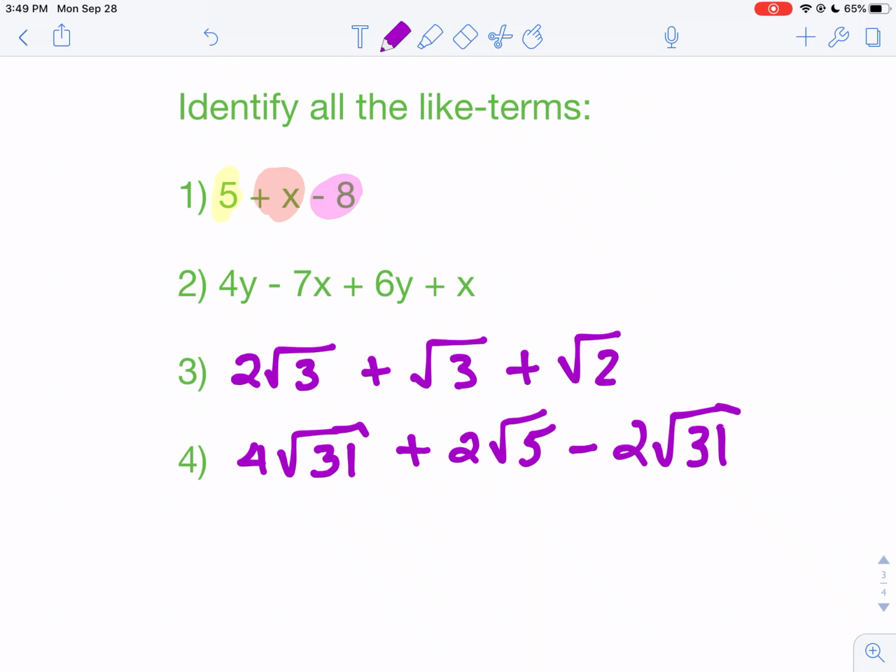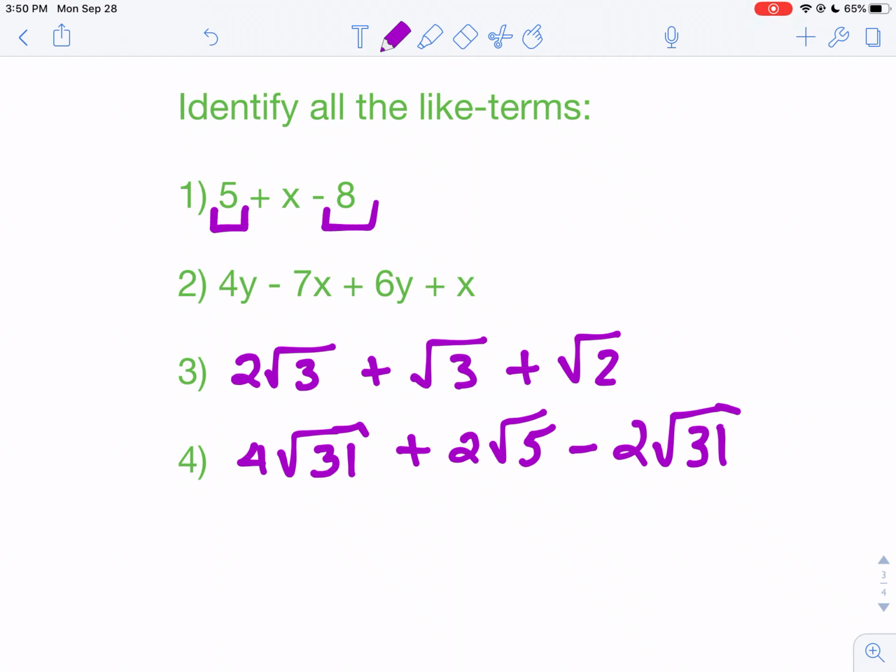The like terms can be numbers, or they can be algebraic expressions that have the same variables with the same exponents. Here I have the 5 and the minus 8. They are like terms. They are numbers, so I can add them. You know that. But here we don't need to add them, we just need to identify. So I'm just going to underline them. Those are my two like terms. If they ask me to simplify the problem, I know that I can add the 5 and the negative 8 to make it look easier or smaller.